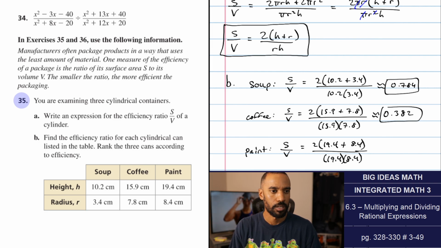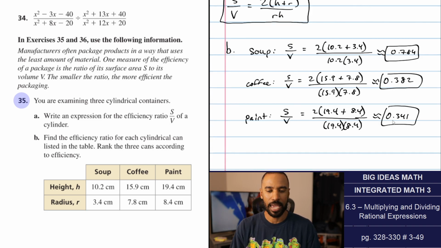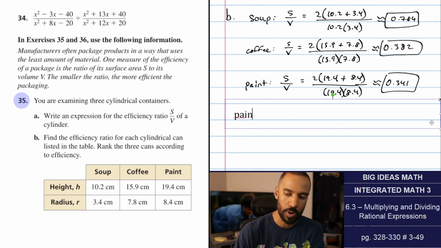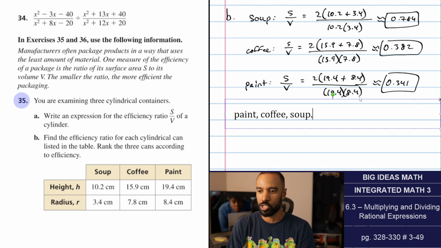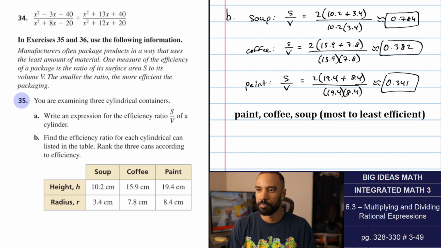19.4 times 8.4. Okay, I'm getting 0.341. So that's the smallest one. They said rank the 3 cans according to efficiency. So first, paint is most efficient, it's the smallest ratio, and then coffee, and then sip. So this is most to least. And that is my final answer there.